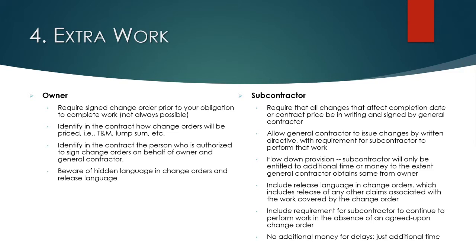Another thing to be cognizant of when you're asking for additional money from the owner or the subcontractor: when it comes to the prime contract and change orders, there may be some hidden language in there. There may be language that says that, by executing this change order, you, as the general contractor, have released any and all claims for any additional time or money up to and through the date that you sign that change order. That would be terrible if you have other claims and other change orders that have not been resolved.